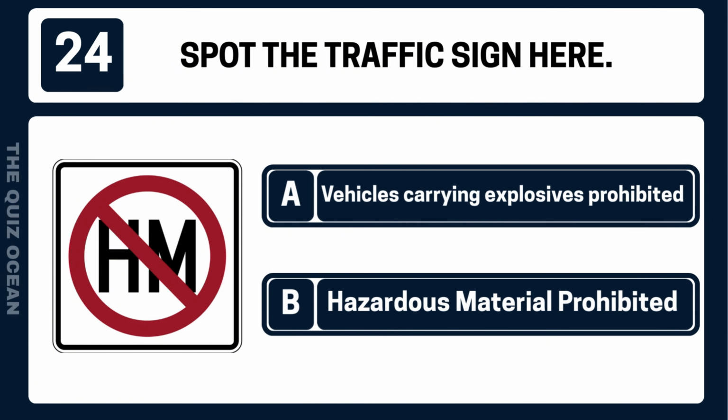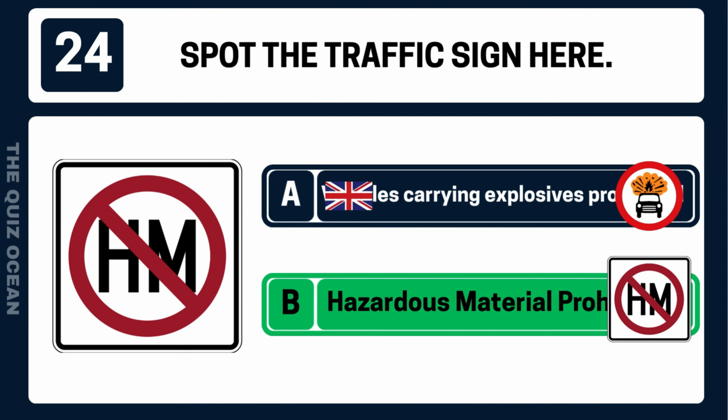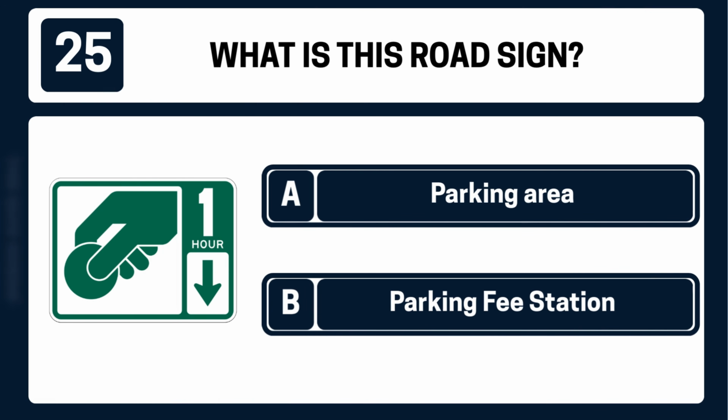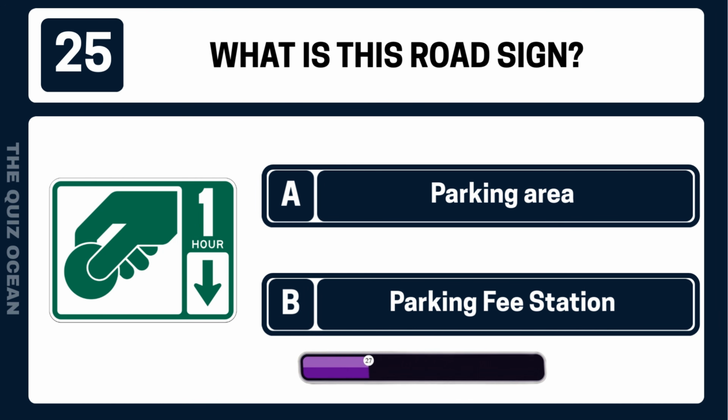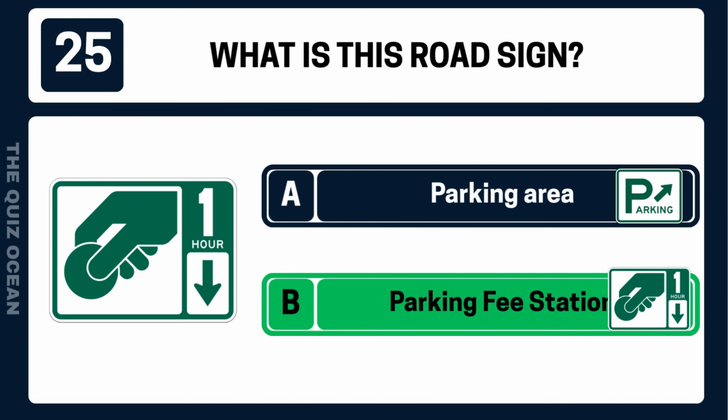Question 24. Spot the traffic sign here. A. Vehicles carrying explosives prohibited. B. Hazardous material prohibited. The answer is B. Hazardous material prohibited. Question 25. What is this road sign? A. Parking area. B. Parking fee station. The answer is B. Parking fee station.